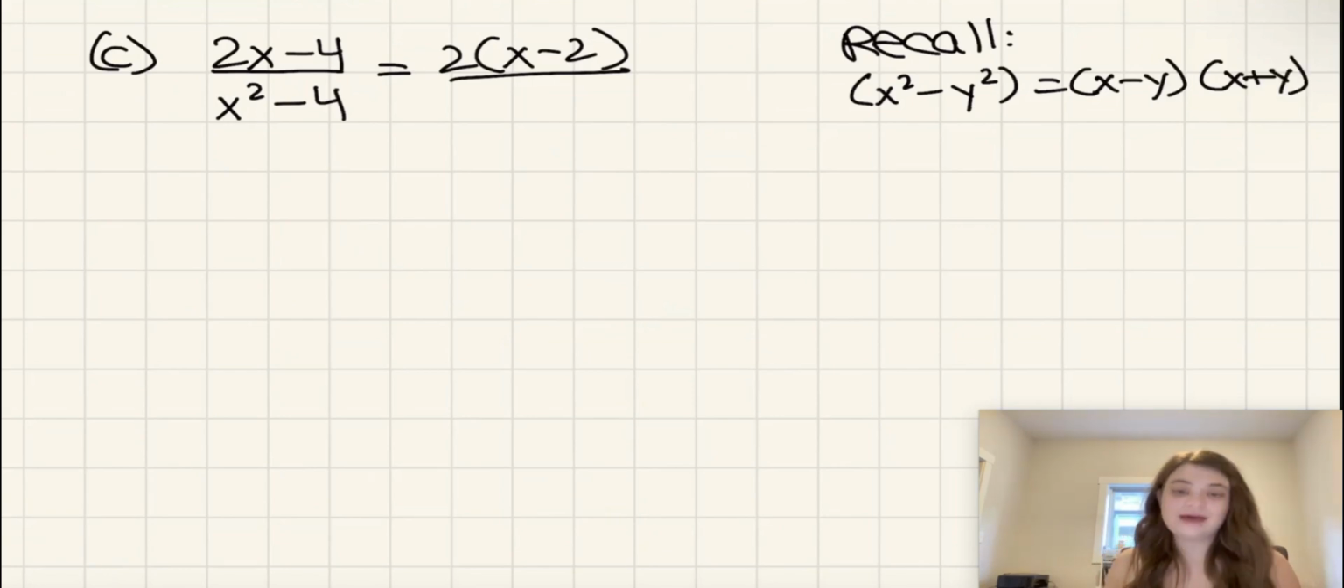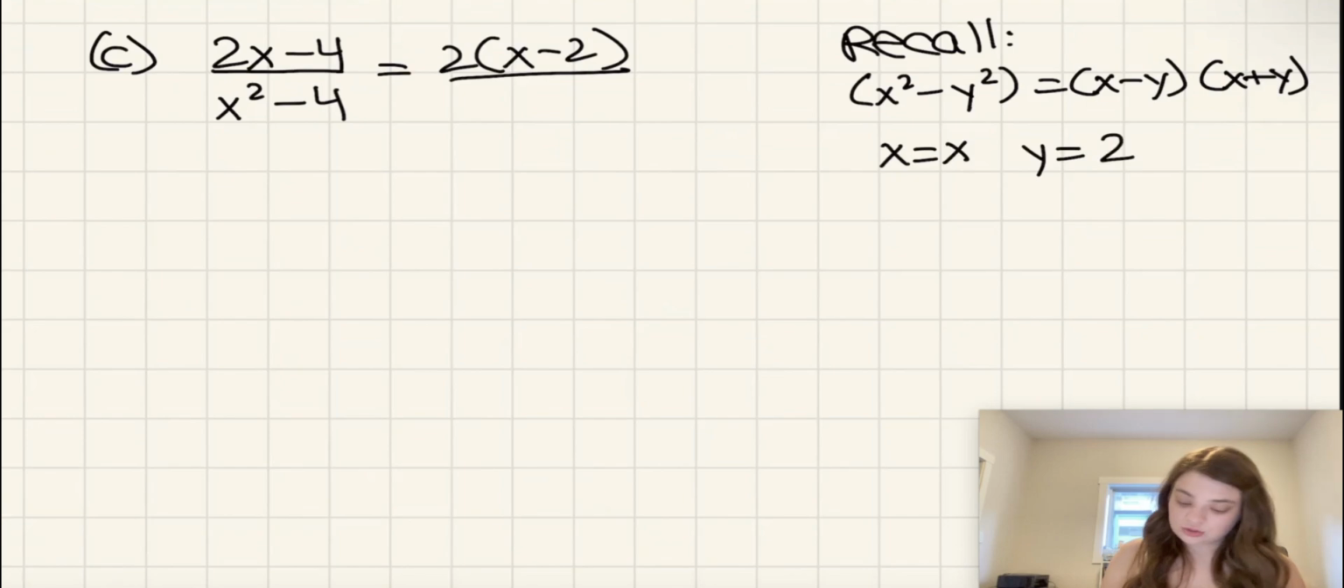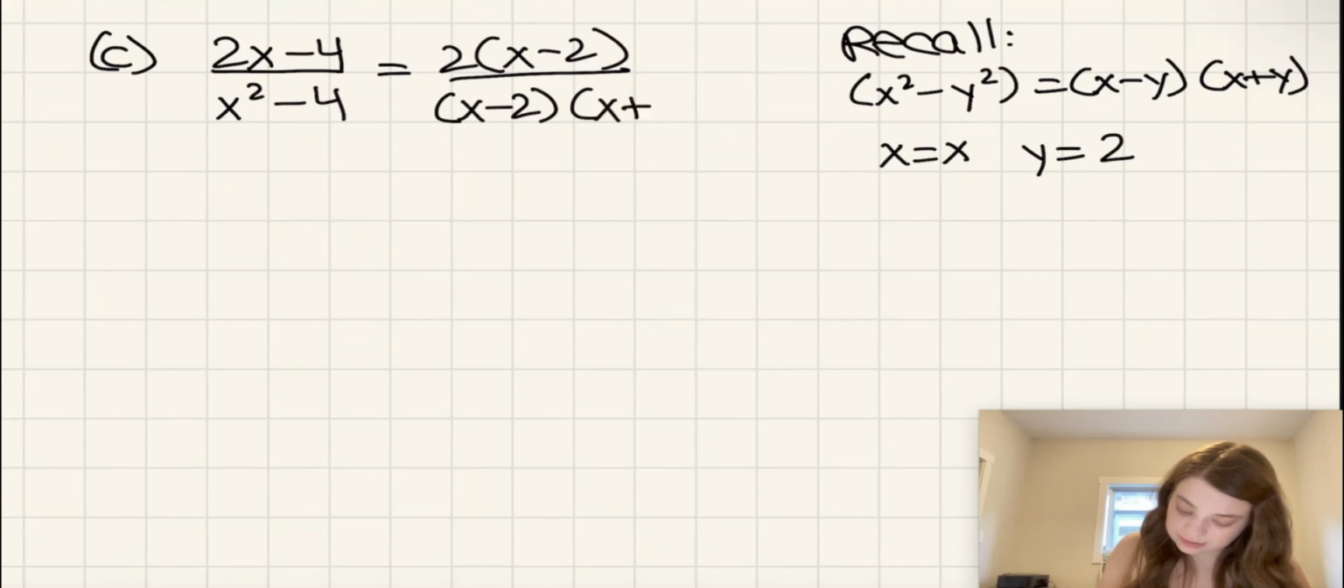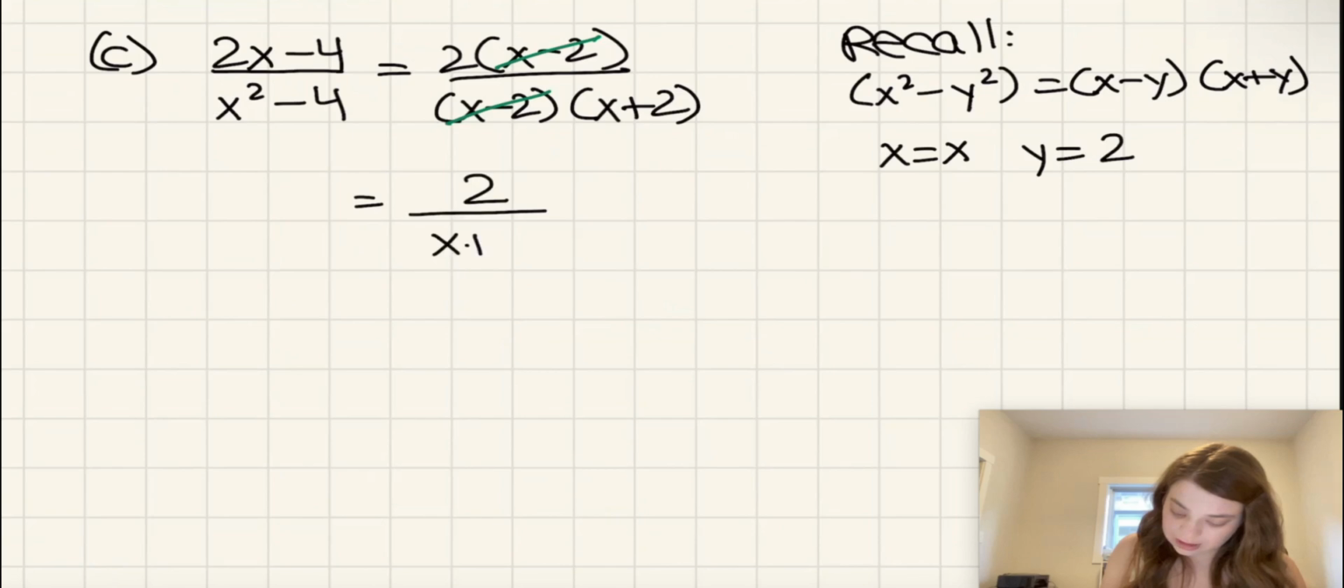So in this case, we have x squared minus 4, meaning our version of x is just x itself, actually. And our version of y is going to be 2, because the square root of 4 would be 2. So therefore, this is equal to x minus 2 times x plus 2. Then I'm going to cancel out the x minus 2's, and my final answer is 2 over x plus 2. So that's my final answer.